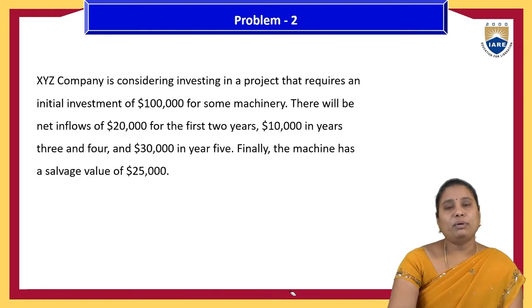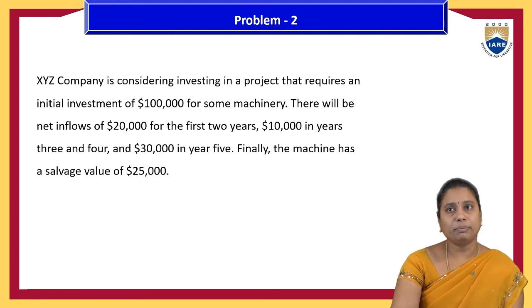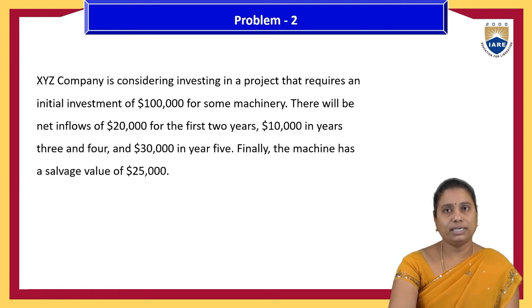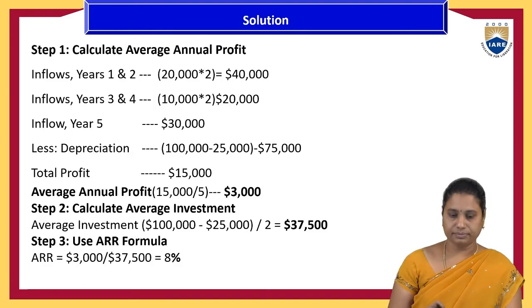Now problem 2. XYZ company is considering investing in a project that requires an initial investment of 1 lakh for some machinery. There will be net inflows of 20,000 for the first 2 years, 10,000 in years 3 and 4, and 30,000 in year 5. Finally, the machine has a salvage value of 25,000.